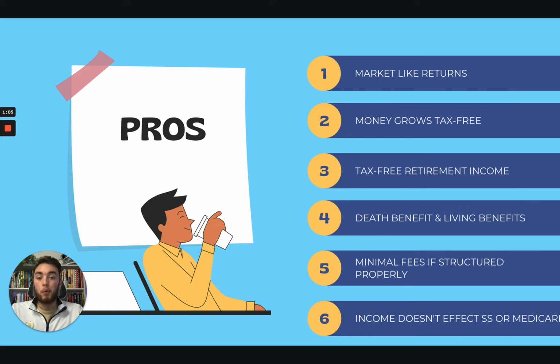Also, you get market-like returns. The money grows and accrues interest within the IUL tax-free. You also get a tax-free retirement income. You get a death benefit and you also get living benefits as well. There are minimal fees if structured correctly, which I'll go into later. And the income does not affect whether or not you'll have to pay taxes on your Social Security or if you qualify for Medicare.